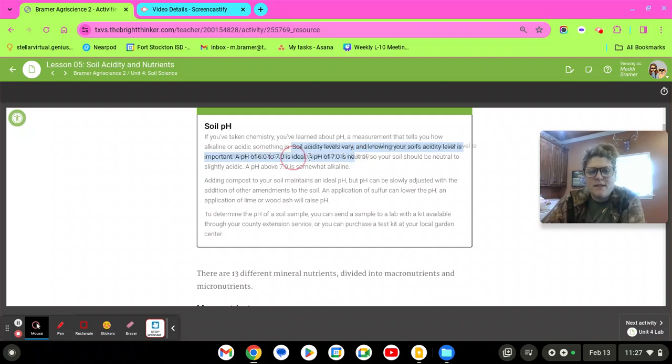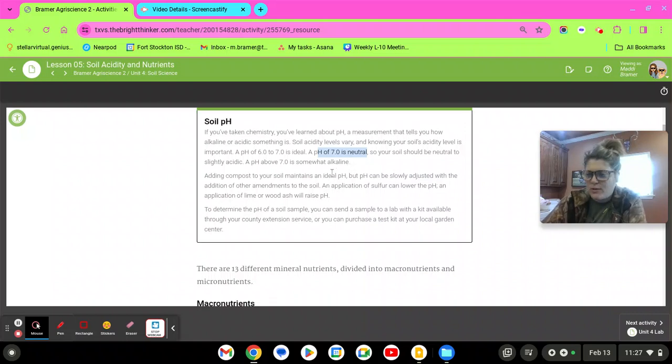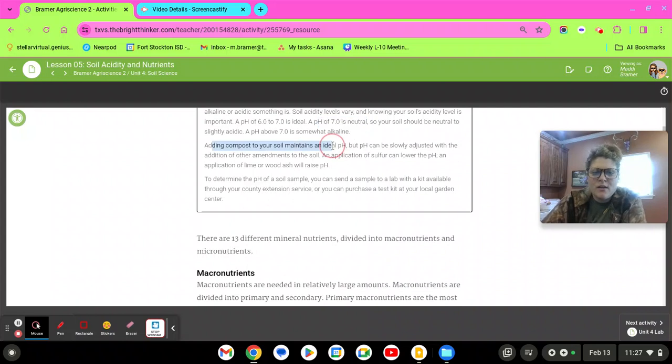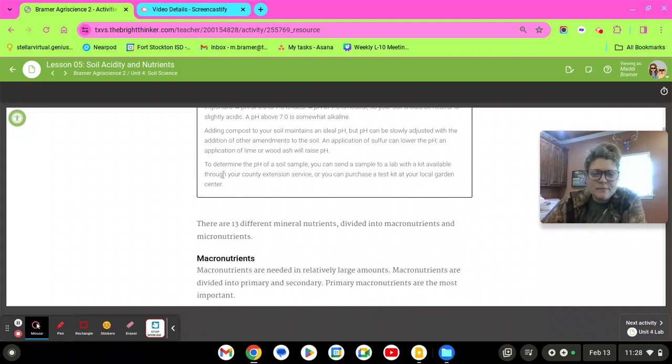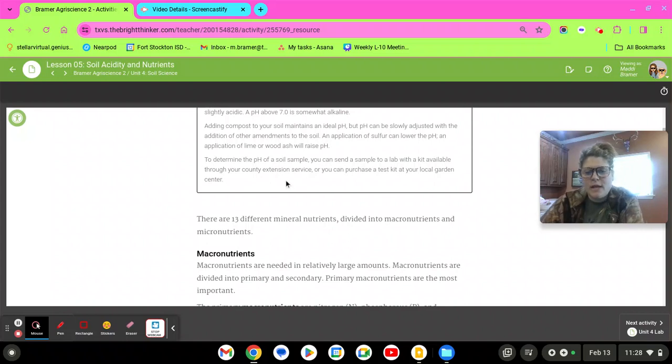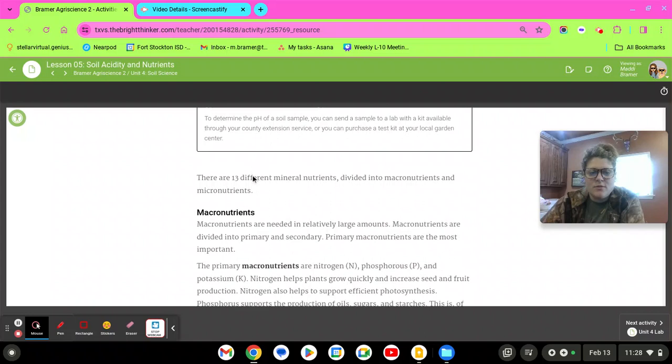A pH of 6 to 7 is ideal. 7 is neutral, remember, so your soil should be neutral to slightly acidic. A pH above 7 is somewhat alkaline. Remember, that's base. So the lower the number, the more acidic; the higher, the more base. Certain plants need more acidic soil, like blackberries. They need a little bit lower pH than other vegetables. That's going to vary, and that's why it's important to be aware of these things. You can get a soil pH kit really anywhere, your garden center, your extension service, anything like that, and test the pH of your soil.